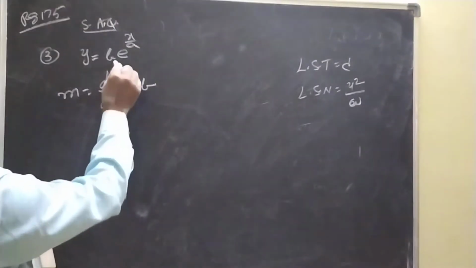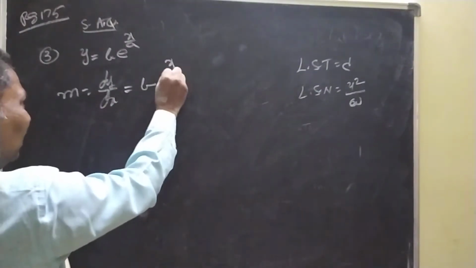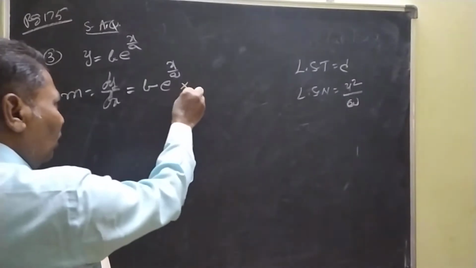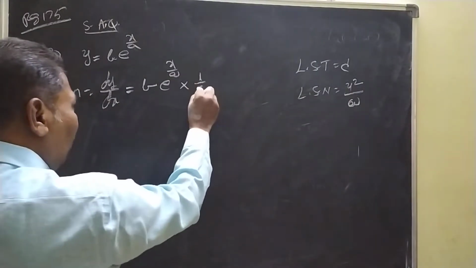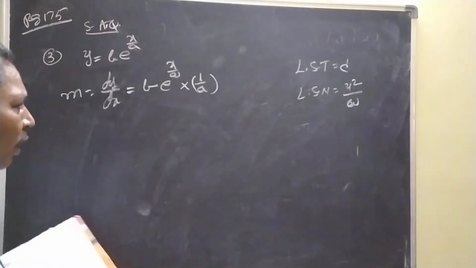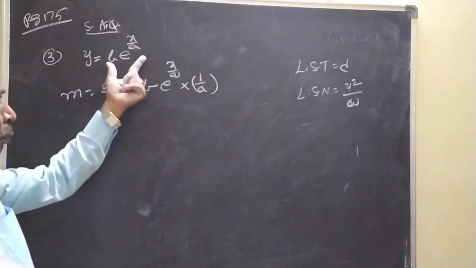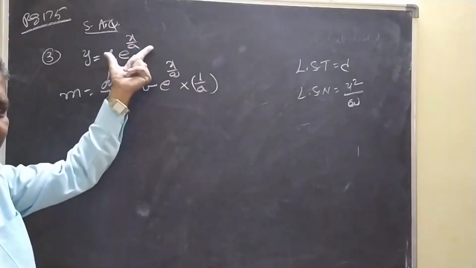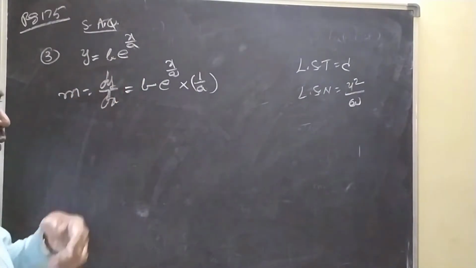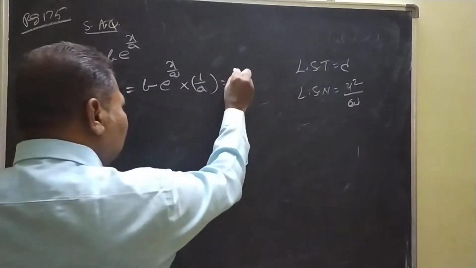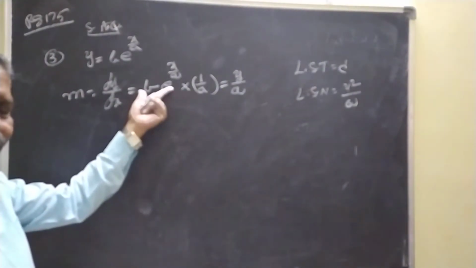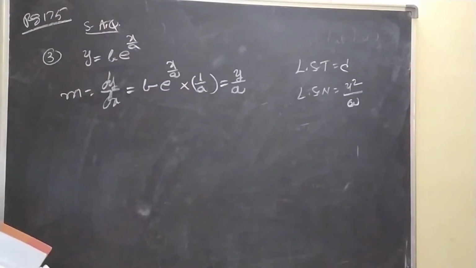Derivative of e power x is e power x, into derivative of internal function x, derivative 1 by a. Observe this one, same term repeated in this place. So this is given y. So m value is y by a.